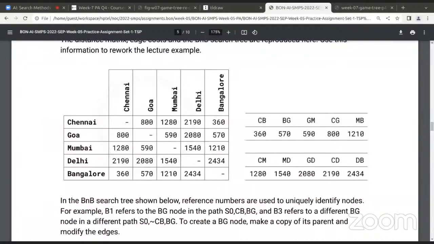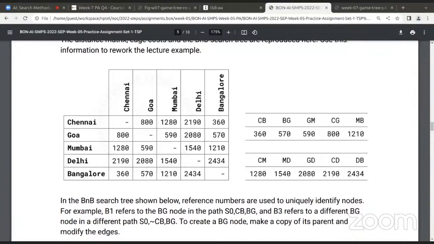Now, I'm going to ask you from Chennai, what are the two nearest cities? We'll do S0 first. Yeah, Chennai's nearest are 360 plus 180. See, what I want you to do is the first column, I'll say Chennai. Second column, I want to say Goa. No, Bangalore. Bangalore.